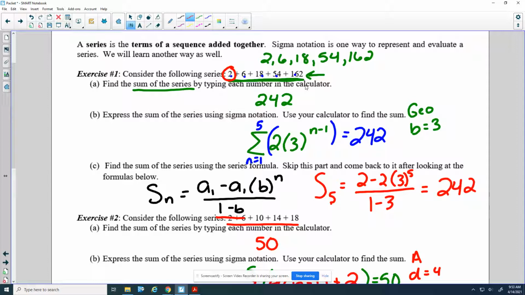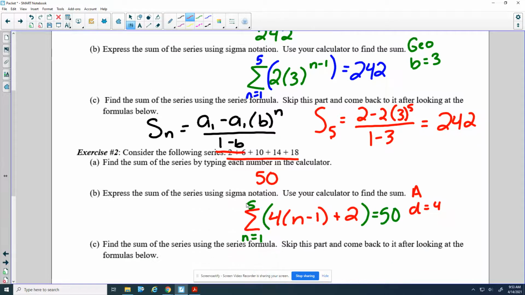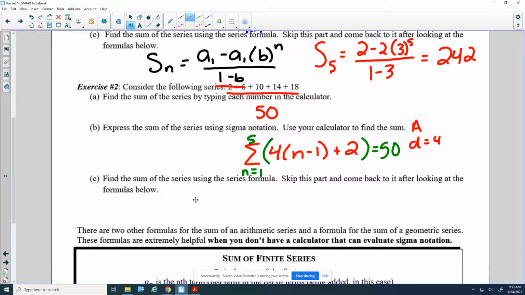So this is called the geometric series formula. When you see that you have to use that, this is the formula you would use. It's not something you have to memorize. It will be given to you during your tests.